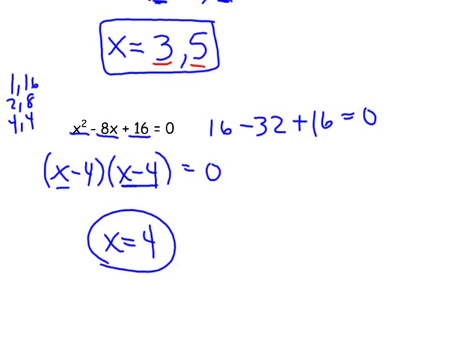So for each one of these, you're getting it equal to 0, you're factoring it, and then you're finding out the value of x that makes each piece equal 0.